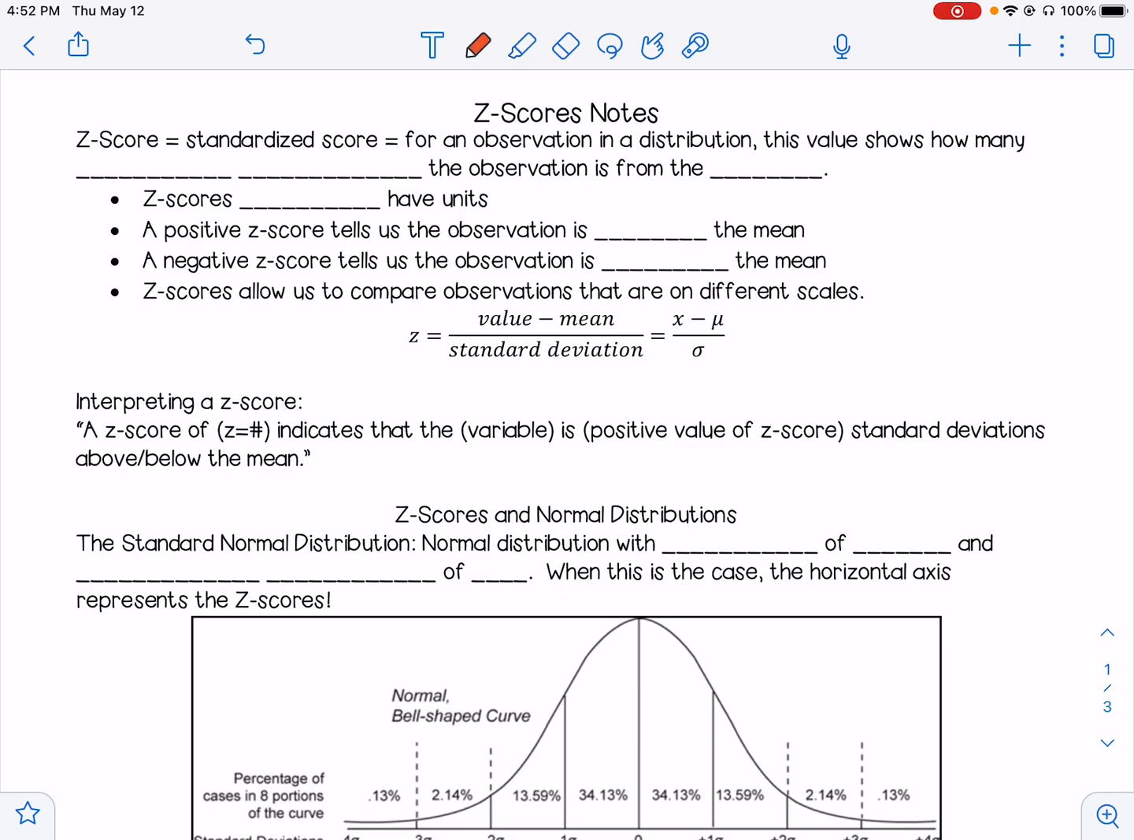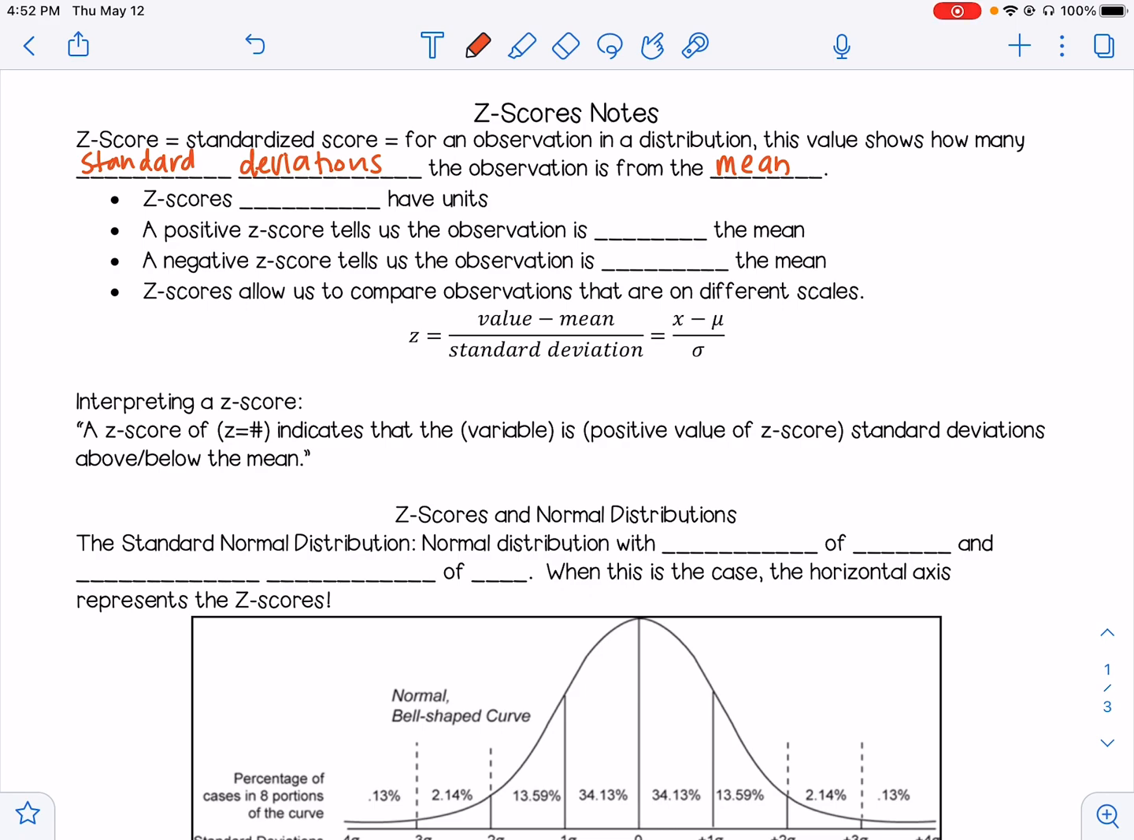So we want to fill out the sentence here. For an observation in a distribution, this value shows us how many standard deviations the observation is away from the mean.